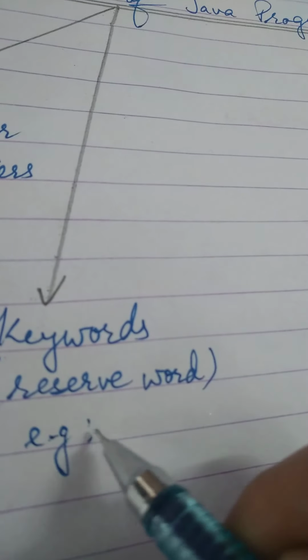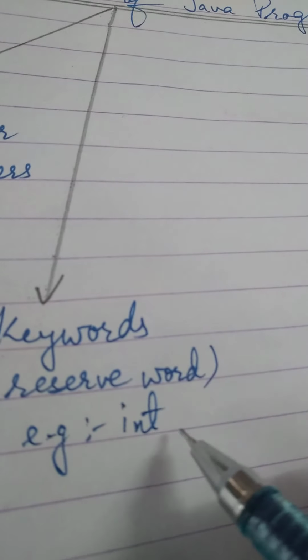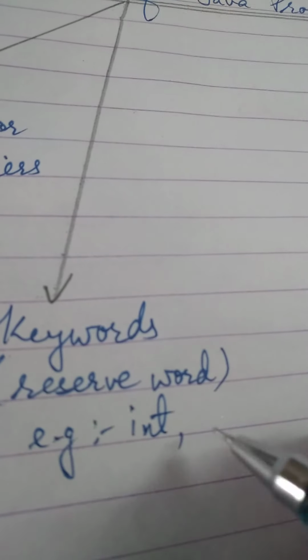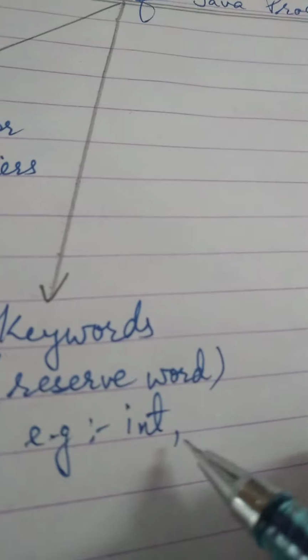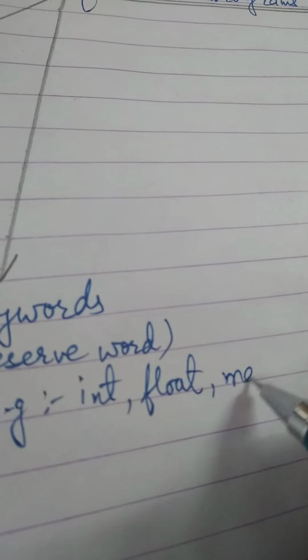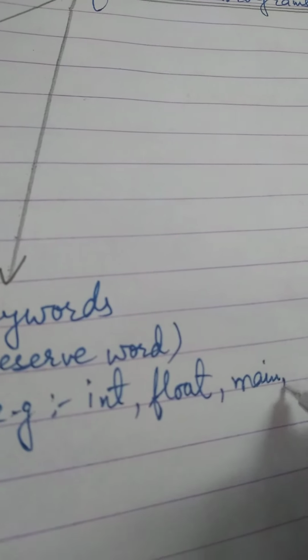And an example of a keyword is int. All those words which change their color, they are called your keywords. Most of them are keywords like int, float, main, etc. All these are the keywords.